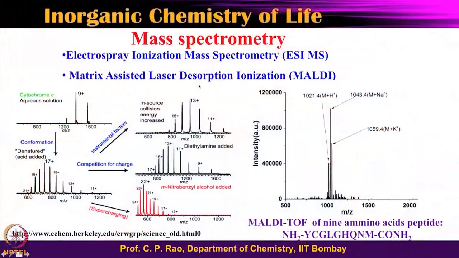This is one technique which is very commonly used for the ESI-MS aspect. The other technique is MALDI, matrix-assisted laser desorption ionization. One example is shown for a small peptide, a 9 amino acid peptide. As you can see, the corresponding peaks are obtained here. In this case also you can resolve the peaks into different charges, which I will show you on the next slide. But you can see that one can study the mass from these.